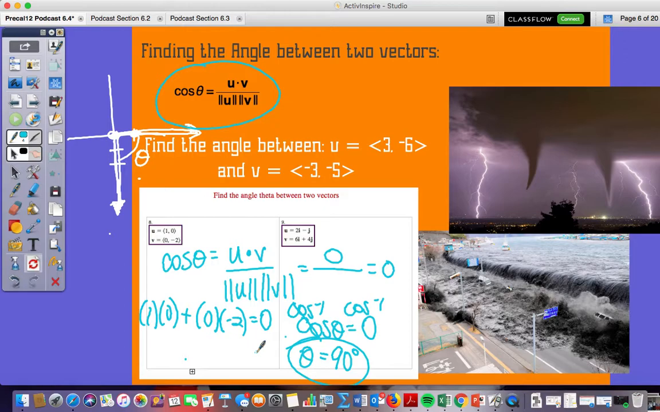Now, that doesn't always work, right? Because sometimes 0 is not true on the top. So that's why you have to do the Pythagorean theorem for both u and v, find those magnitudes, divide, and then do the cosine inverse, okay?